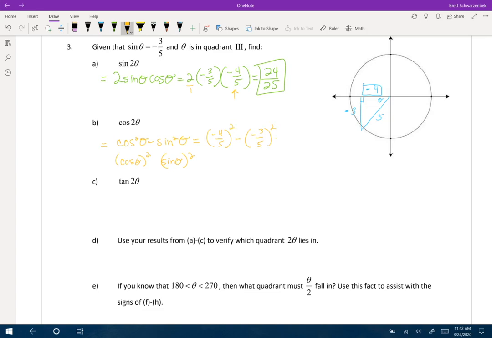So to find the result, we're going to get positive 16/25 minus positive 9/25, and we're going to get 7/25 as a result. Take a really good look though right here at this situation.